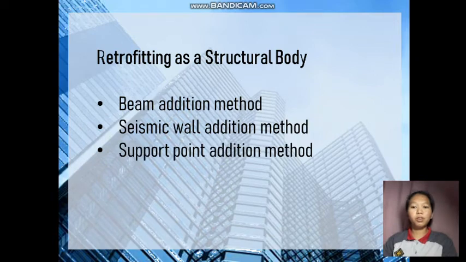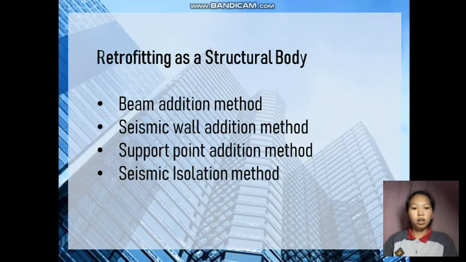Then the third one is the support point addition method. Supporting the intermediate sections of the beams and other existing concrete members with new members to reduce the span of the members. It is in order to restore or improve the load carrying capacity of a structure.